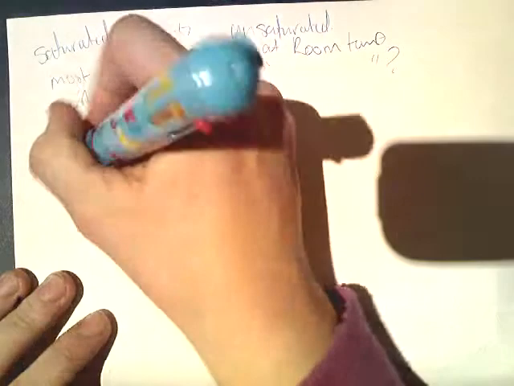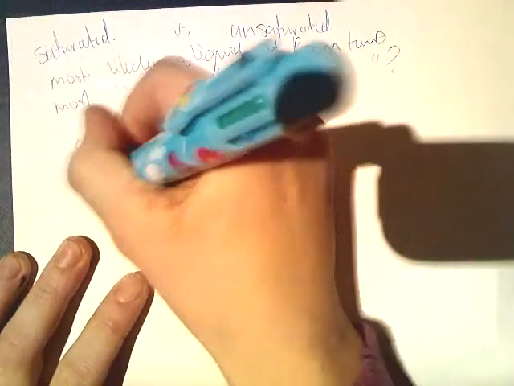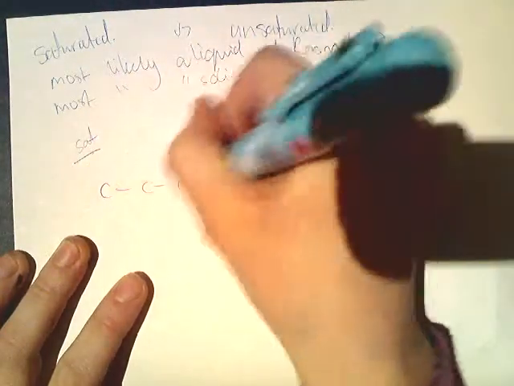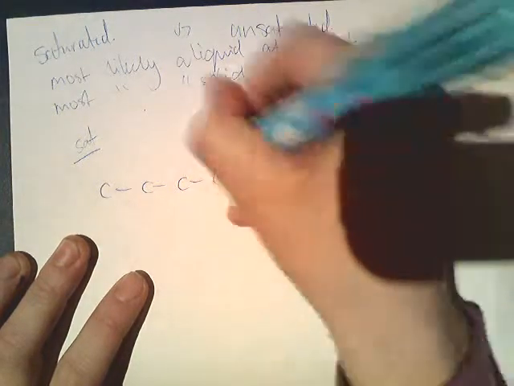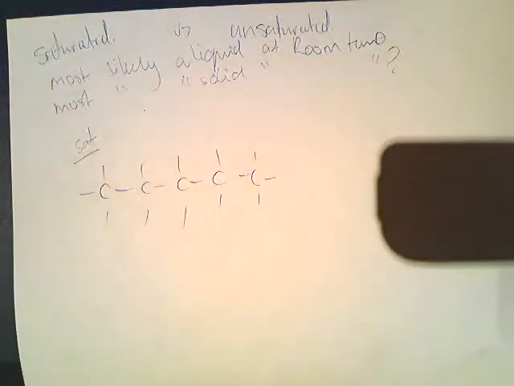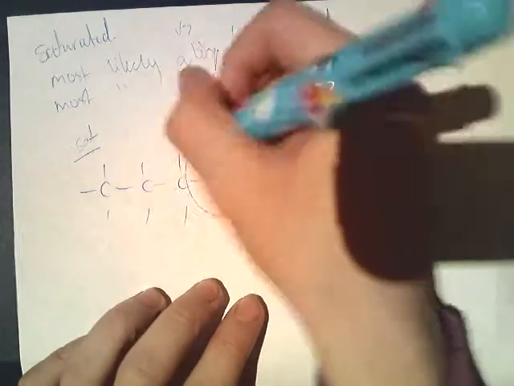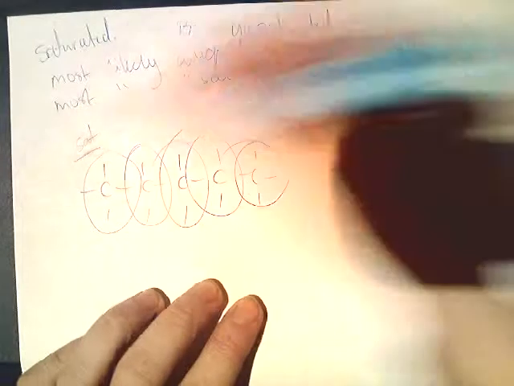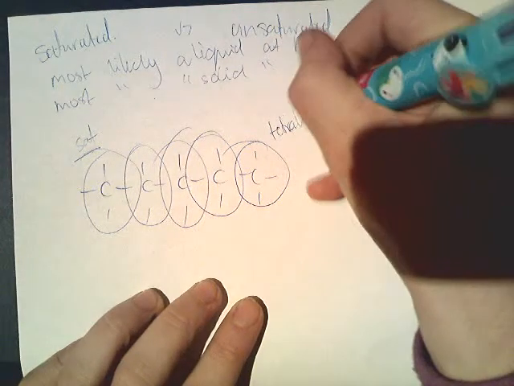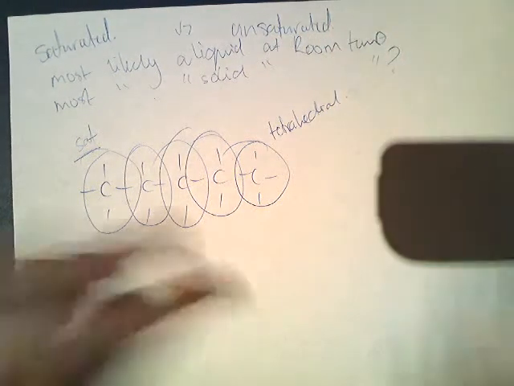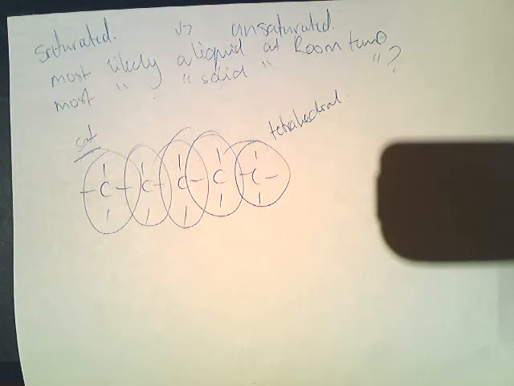Okay, so when you are saturated, you have only single bonds. So we'll represent that here. But we know, in fact, it's not linear in arrangement. It's tetrahedral around each carbon. Each carbon adopts the same shape.